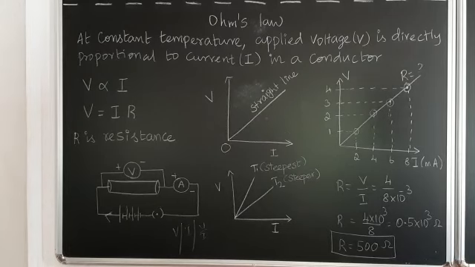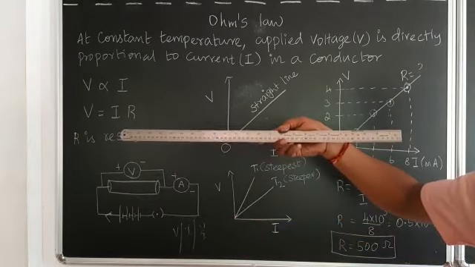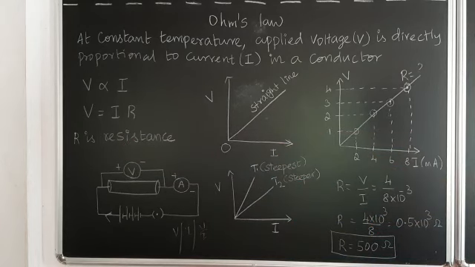Yes, it will give 500 ohms. 0.5 into 10 power 3: if you shift the decimal point by one place, the power is reduced to 10 power 2. So 5 into 10 power 2, that is 500 ohm. So this is a typical example: R is equal to 500 ohm for this conductor. Yes, do we understand very clearly, right?